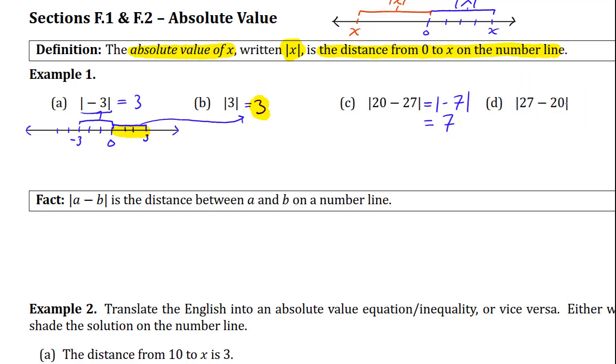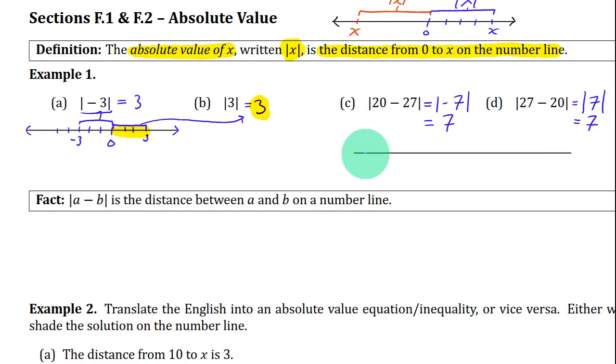And 27 minus 20 is 7. So that's still inside the absolute value bars. But then the absolute value of 7, the distance from 0 to 7 on a number line, is 7. Okay, so you notice both of these give you the same thing, whether you do 20 minus 27 or 27 minus 20. In each case, what you get is the distance between 20 and 27 on a number line.